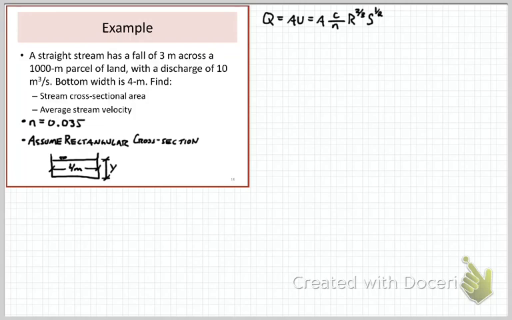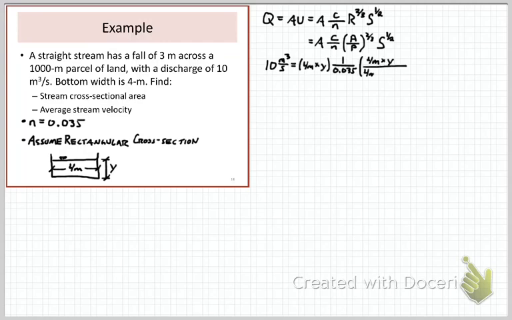Discharge is equal to area times velocity, or area times the remainder of Manning's equation, as shown here. As a reminder, hydraulic radius, the capital R there, is the cross-sectional area divided by the wetted perimeter, or A over P. And so we can go ahead and plug in the values that were given. And if you solve this equation as is, you would get a depth of 1.69 meters.